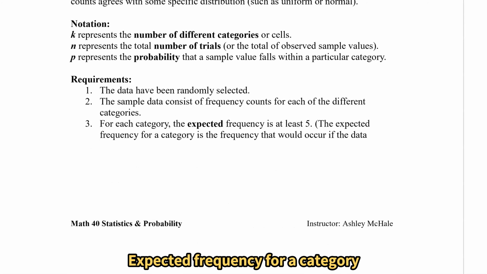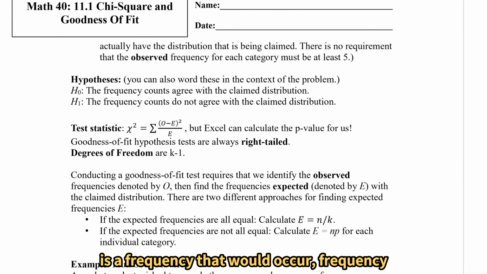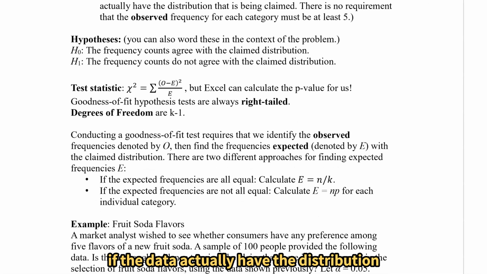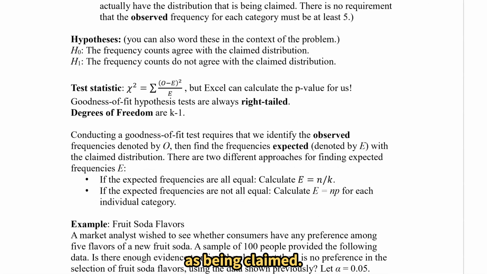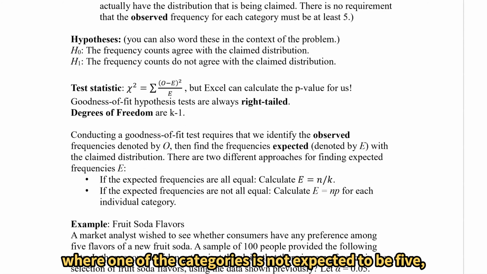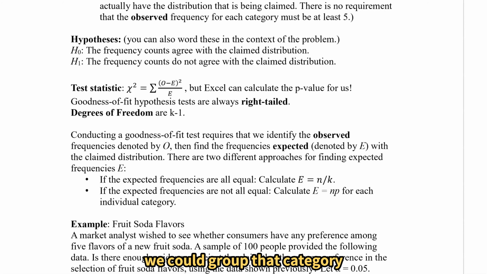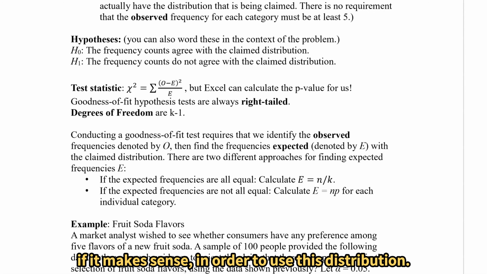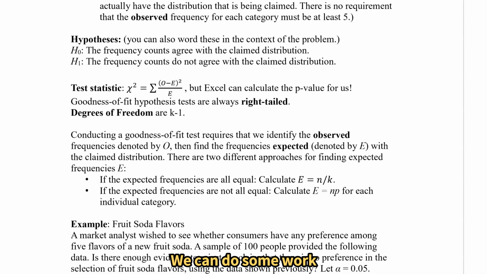Expected frequency for a category is the frequency that would occur if the data actually have the distribution that's being claimed. If we have a situation where one of the categories is not expected to be 5, we could group that category with one of the other categories if it makes sense in order to use this distribution. We can do some work so that we can apply this distribution if we want to test something out.